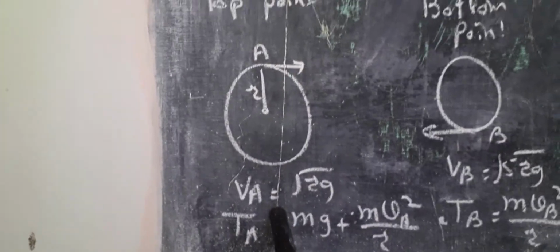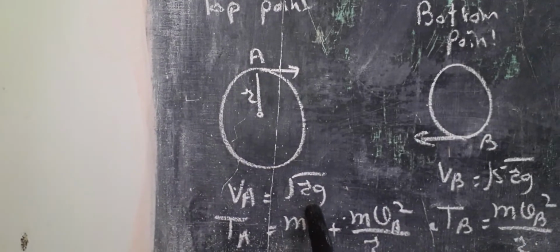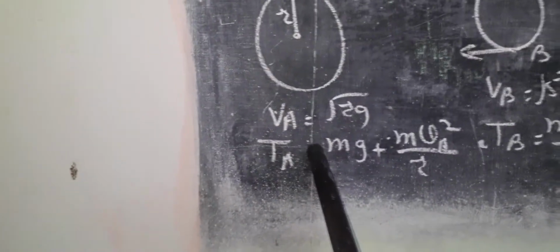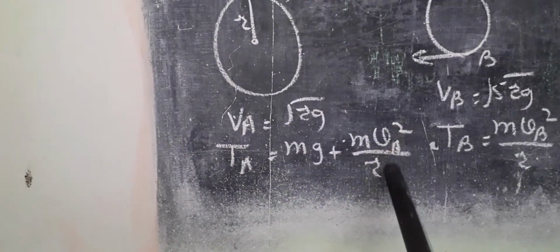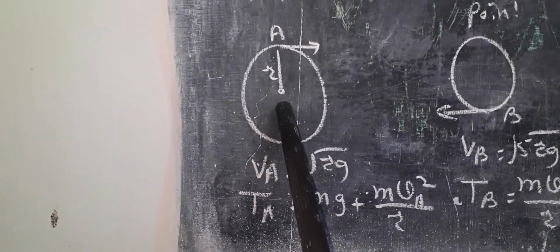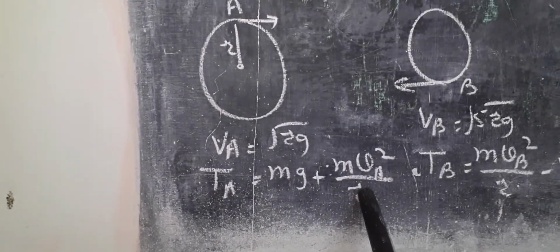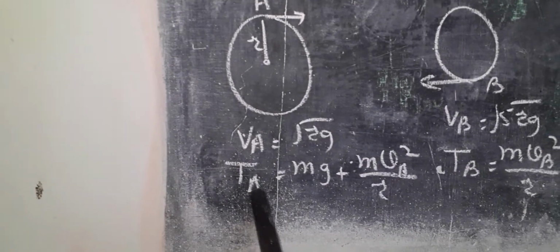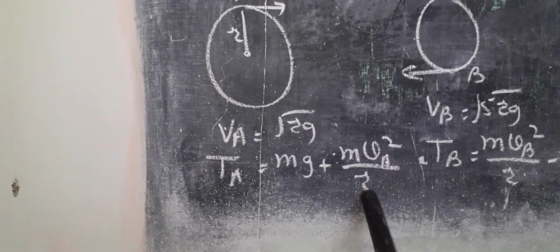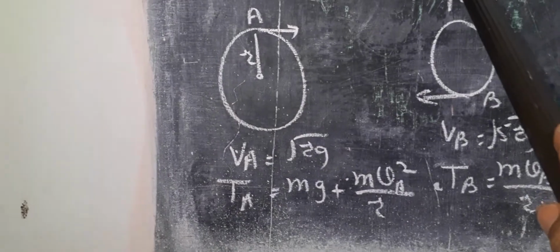At the top point, that means at point A, the minimum speed with which this circular motion is possible, that means critical velocity at point A, is under root R into g, and tension at this point TA is equal to mg plus m Va square upon R. Because both weight and tension are directed vertically downward, weight and tension are added. So this is the formula for tension at top point by string in VCM.